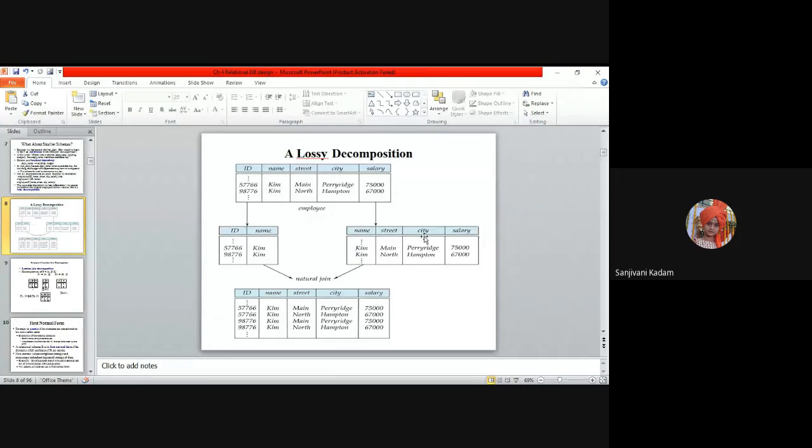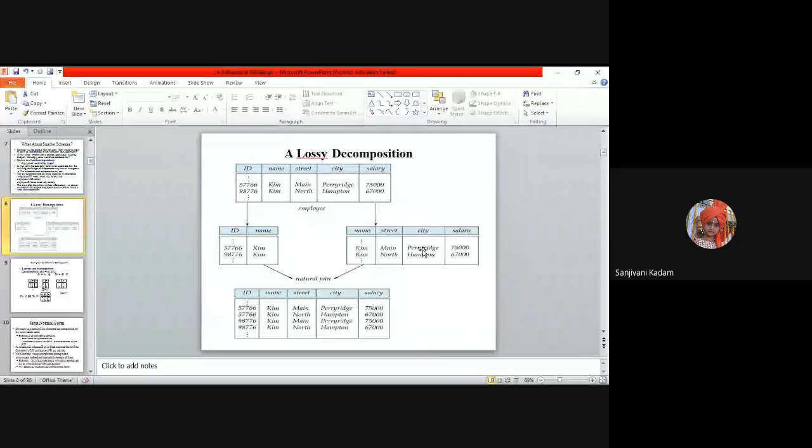In this case, if we perform the natural join of these two relations, it means that whatever the common attributes are, it will check for the equivalence of the values. So when we perform the natural join, let us consider the first relation as employee 1 and the second as employee 2. Employee 1 dot name will be compared with employee 2 dot name, and if both are equal, we add it to the output.